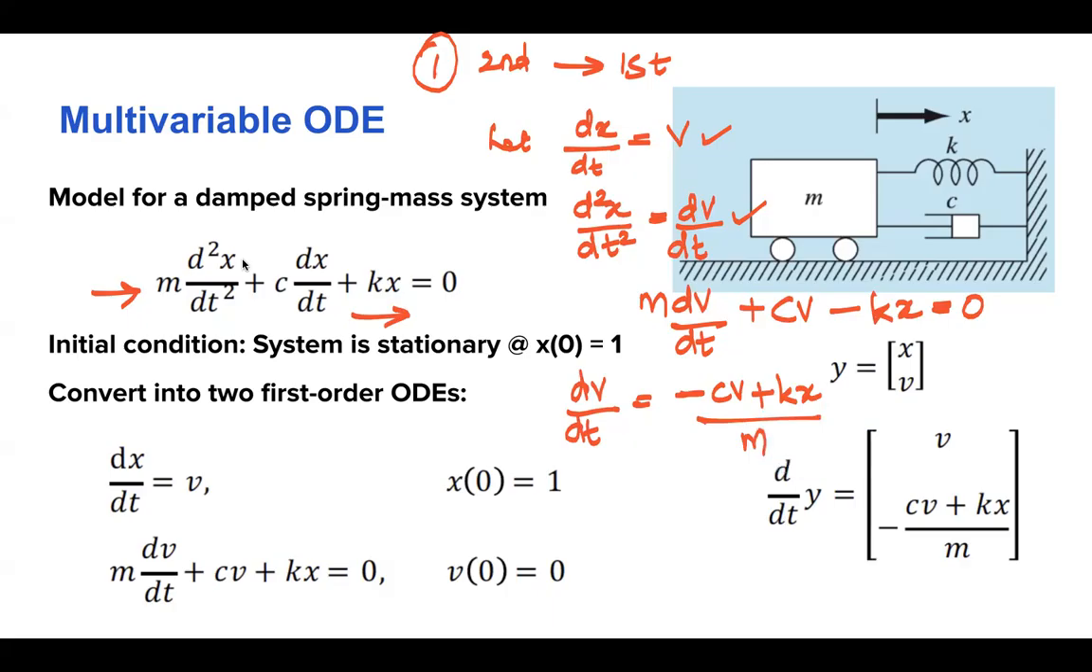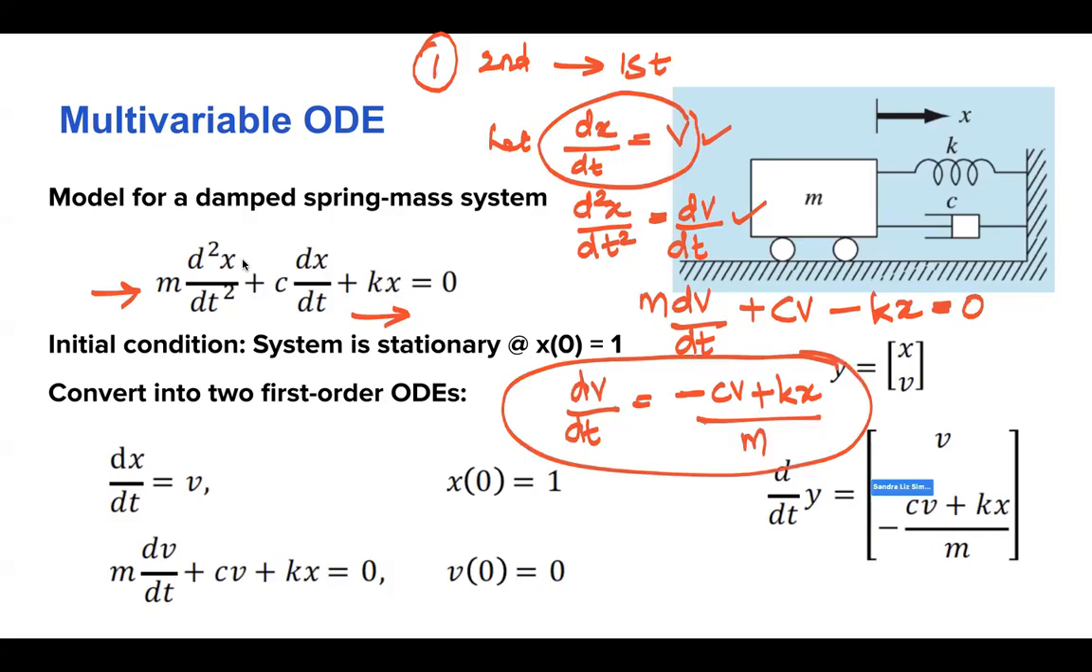Now you have two equations. This is one equation, dx by dt equal to v. This is the second equation, dv by dt is equal to some function of k, v and x. This is a first order ODE, and this is also first order. We converted this second order ODE into two first order ODEs. Now you can solve this as a multivariable ODE. This is what we are trying to do here.